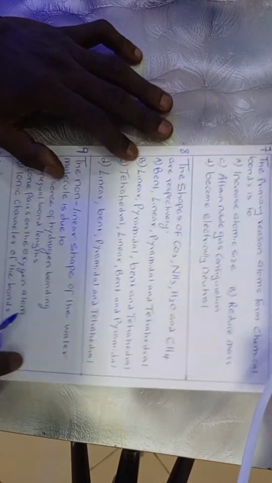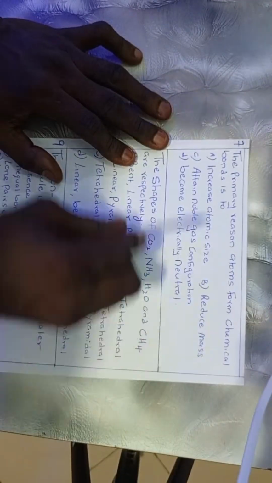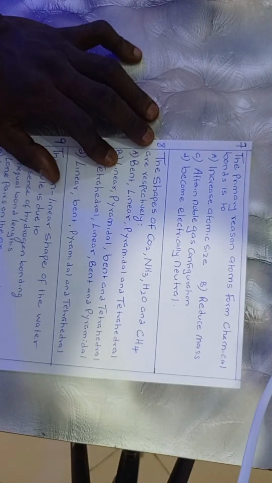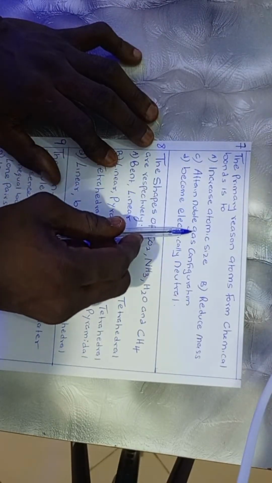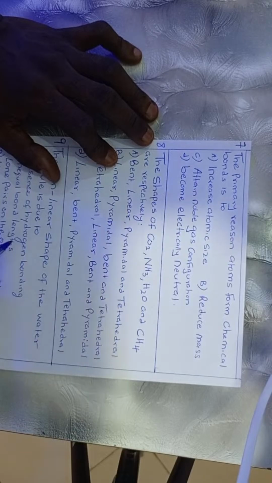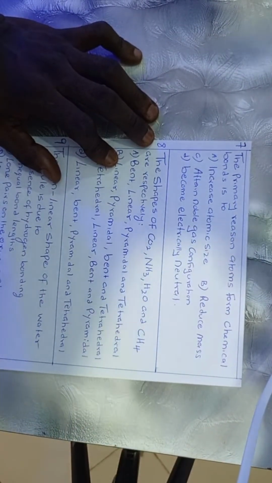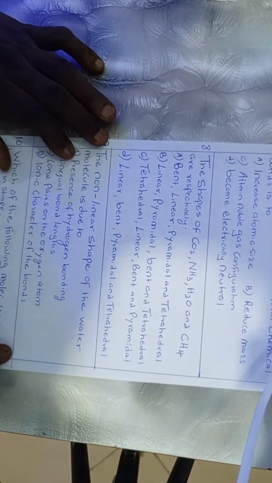Question number 7 says, the primary reason atoms form chemical bonds is to... The correct answer here is option C, to attain noble gas configuration. That's the main reason why atoms form bonds. All right, going to question number 8.